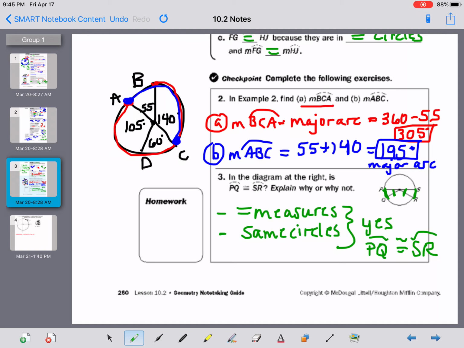All right, it looks like the book wanted us to stop here, but I have another problem I really want to kind of challenge us with, so let's turn to the last page of our notes here.